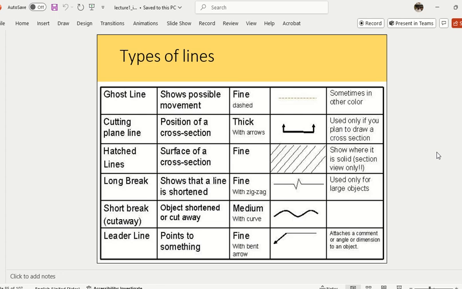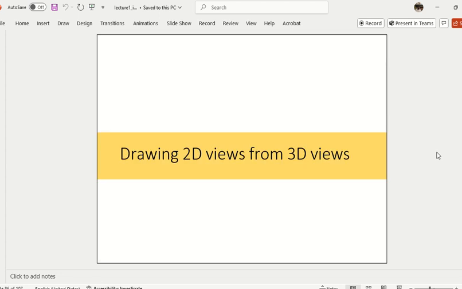Another name for phantom line is a ghost line. Ghost line, phantom line means the same thing. What else? Hatching, I already told you. What was hatching? Hatching shows the materials with the filling. And then we have the leader, the break. I already told you about these things.